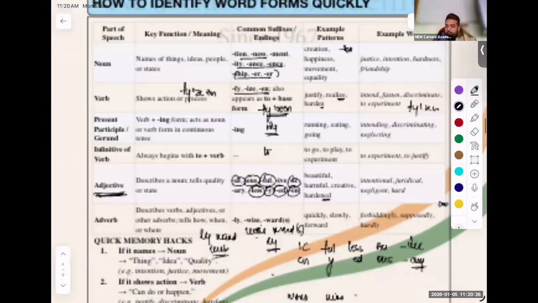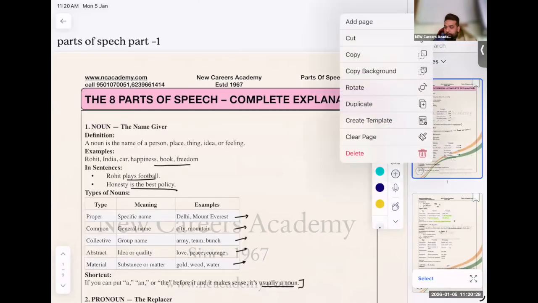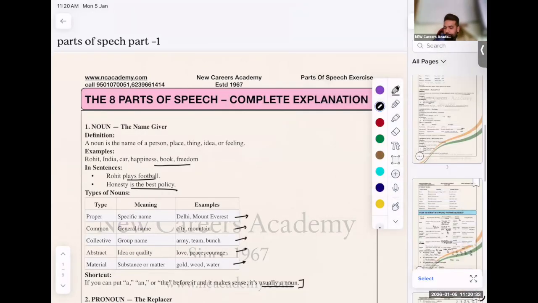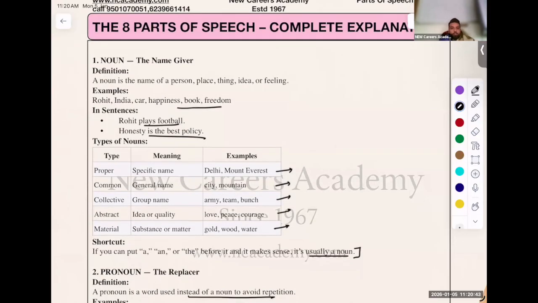Okay, open up your parts of speech exercise. I'll just go through it. It's a very simple thing. First, I'll be explaining different parts of speech for you. It's not at all difficult, it's the easiest thing.